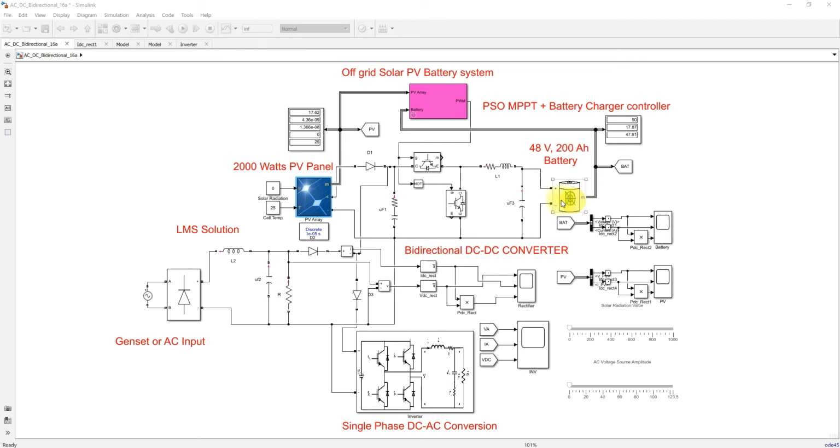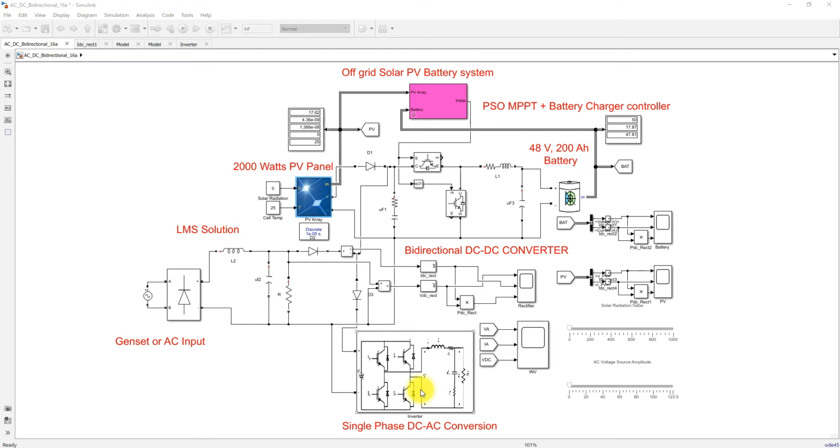And also you can see here, when the solar PV power goes to 0, the battery is going to supply the power to the AC load via this single phase DC to AC conversion. So here we are not using any grid system.